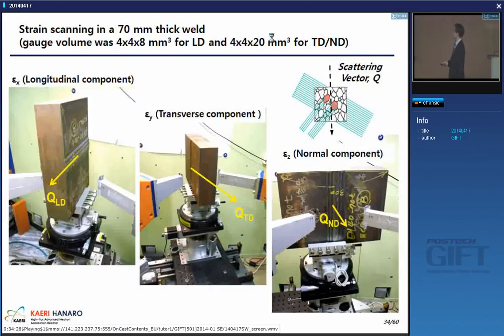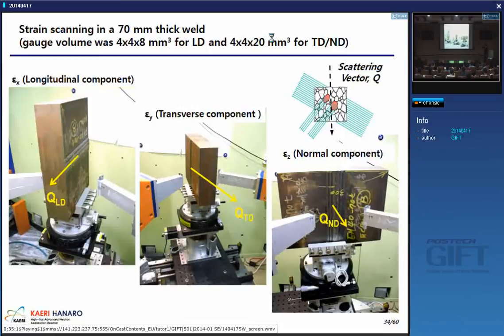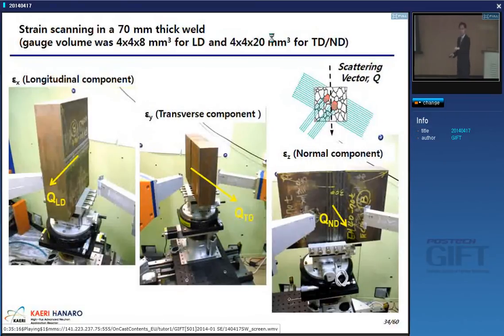How can we measure? Here is the setup. That is the welding line. That is the incident beam, and that is the detector beam. The incident beam comes in, somewhere here it is diffracted like that, and we can measure this spacing perpendicular to Q, the longitudinal direction, the welding direction, strain component. Then rotating the sample 90 degrees, you can measure the strain component in the transverse direction, another component. Then rotating counterclockwise, you can measure the normal direction component. So we measure three strain components, put them into Hooke's law, and calculate stress. I showed you Hooke's law already. So we measure three times.